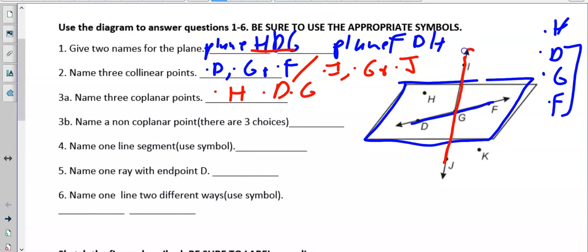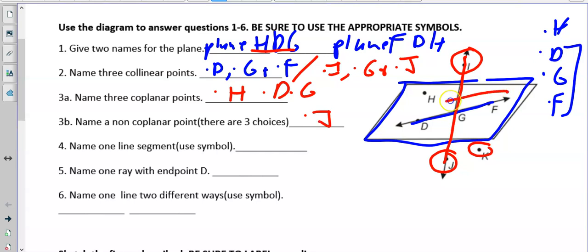Well, this is above the plane. This is below the plane on the line. And this is sort of below the plane, not on the line. So any one of those 3 would work. I'll just say point J. But point I or point K would have been appropriate also. Name 1 line segment. Okay.